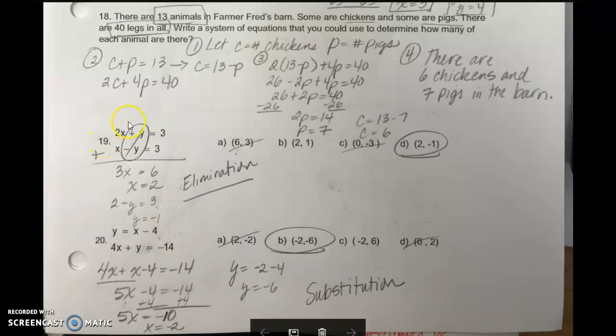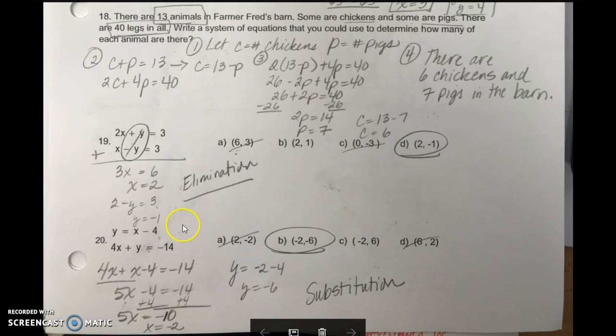So in number 19, I noticed right away that these two equations were in standard form, so I was going to use elimination. Once I eliminated y, I got a value of x equals 2, and if you notice, by process of elimination, I got rid of A and C because the only ones that have x equals 2 are B and D. So I did go ahead and solve for y then, and that allowed me to see that the correct solution was answer D and not B.